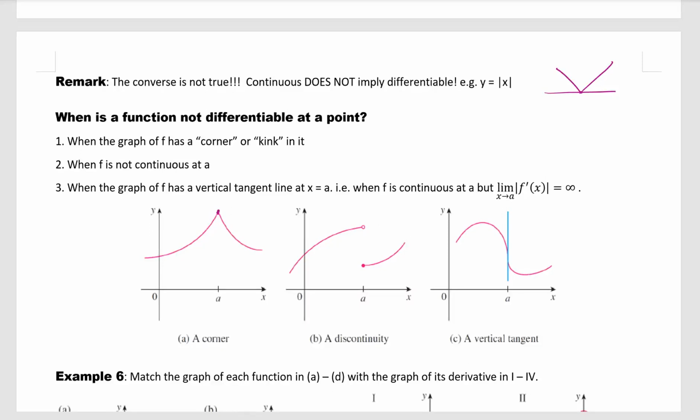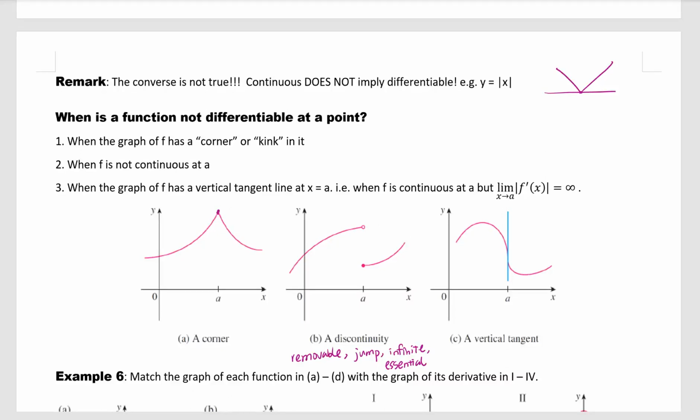Second one is when f is not continuous at a. If it's not continuous, then of course it's not differentiable by the theorem. And how many different types of discontinuity? We can have removable discontinuity, jump discontinuity, infinite discontinuity, and essential discontinuity.